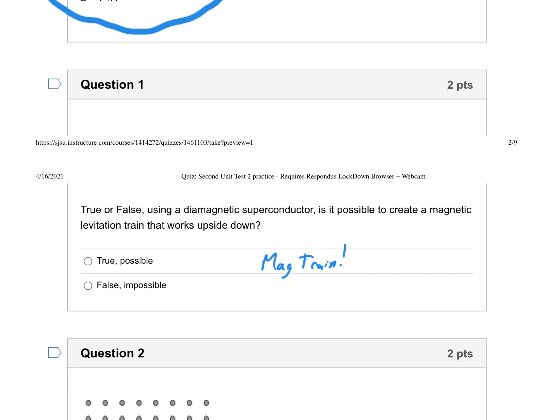and to see if he could make a magnetic train. And he was successful, and specifically because it was a diamagnetic material, what he called a magnetic mirror. And then while he's talking about that, he flips the track upside down and shows that it actually can work upside down as well. So true.